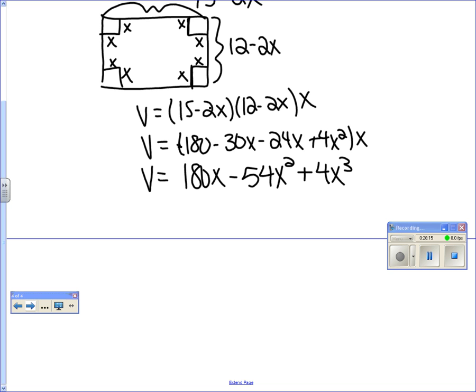Any questions on that one? That part? Okay. So that's your formula for what? The volume. How do we figure out what's going to give us the maximum volume? The derivative, yes. What is the derivative of this equation?